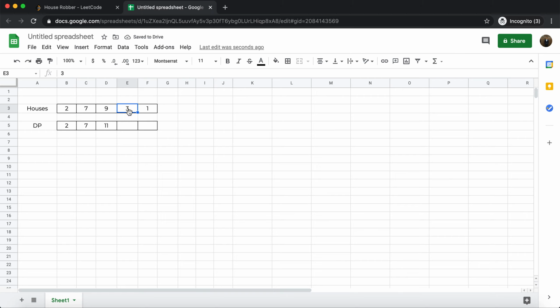Now let's move to the fourth one. Same logic: if we rob these two, then 10, or if we rob this, then 11. So the answer is 11. Then we include the last house. We can rob this plus this, so that's 12, or we can rob this, that is 11. So the answer is 12, the maximum amount that we can collect. That's our answer. This is how the logic goes.